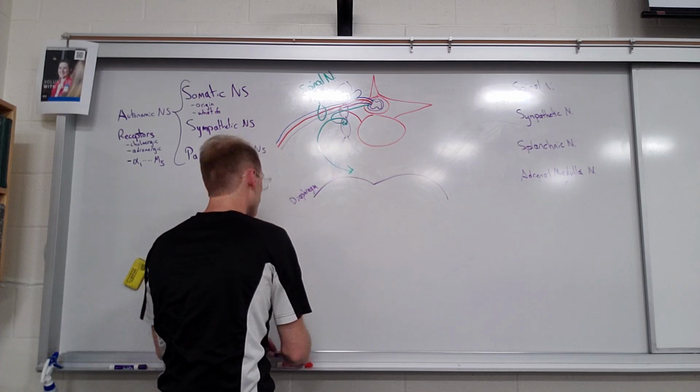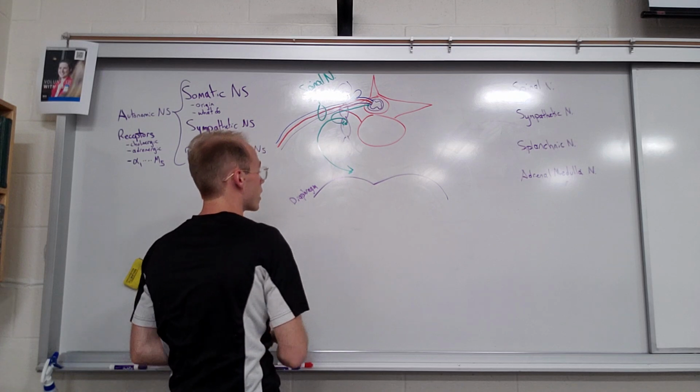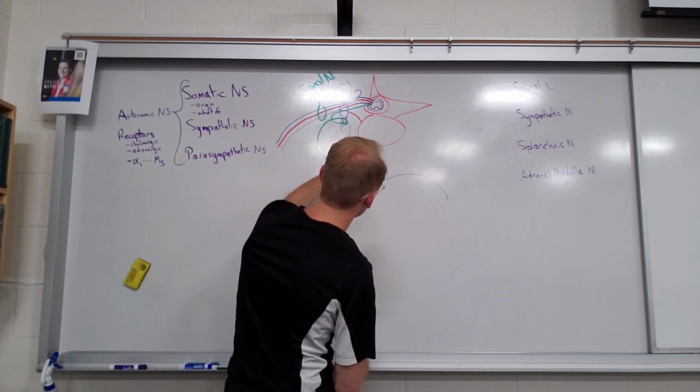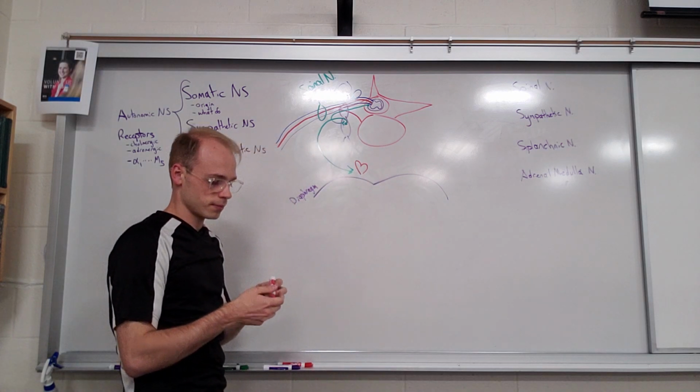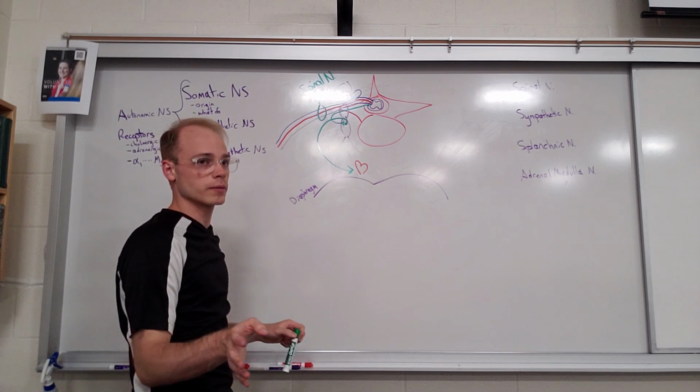Diaphragm. Great. So it'll go to some organ above the diaphragm. Potentially, could even be like, say, your heart. Cool. So that's your sympathetic nerve pathway.